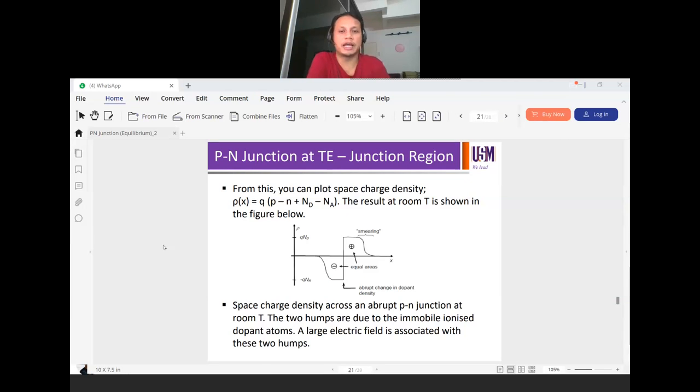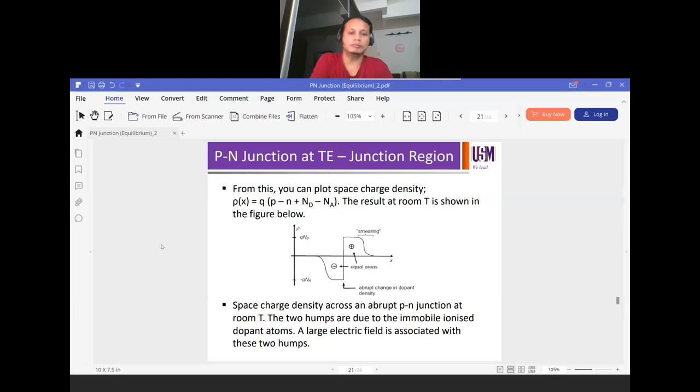Let's move on to the next page. This is also the PN junction. This is a plot of space charge density. Space charge density is given by this equation. Then you can notice that you have the charge neutrality component in the equation. So at room temperature, the space charge plot looks like this.